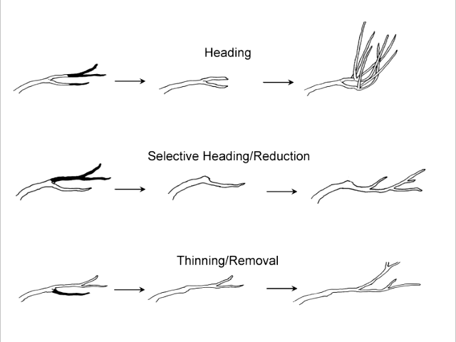The third kind of cut is called a removal cut or a thinning cut. And by removal, we mean remove it completely back to where it began as a bud. Notice that the middle illustration and the lower illustration look a lot alike because in both cases we're cutting to a fork, but one reduces the length of a branch and the other one takes it off completely.